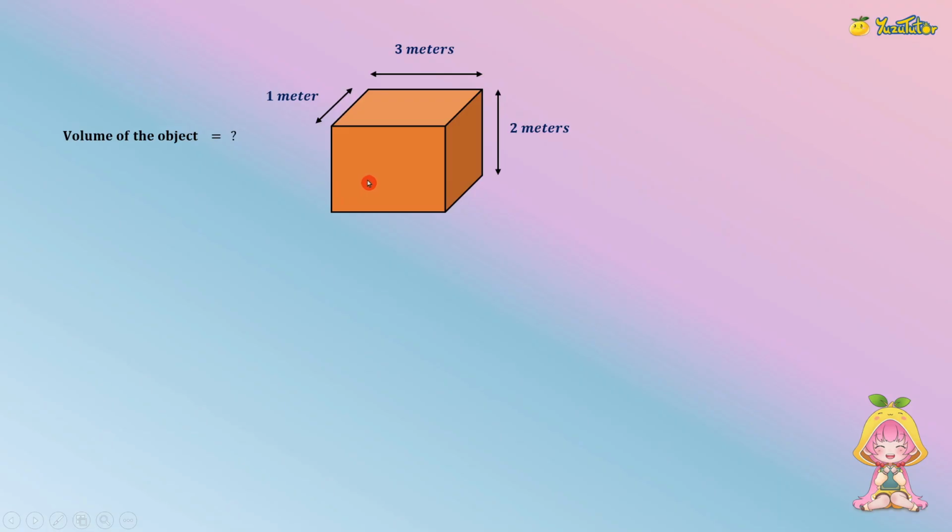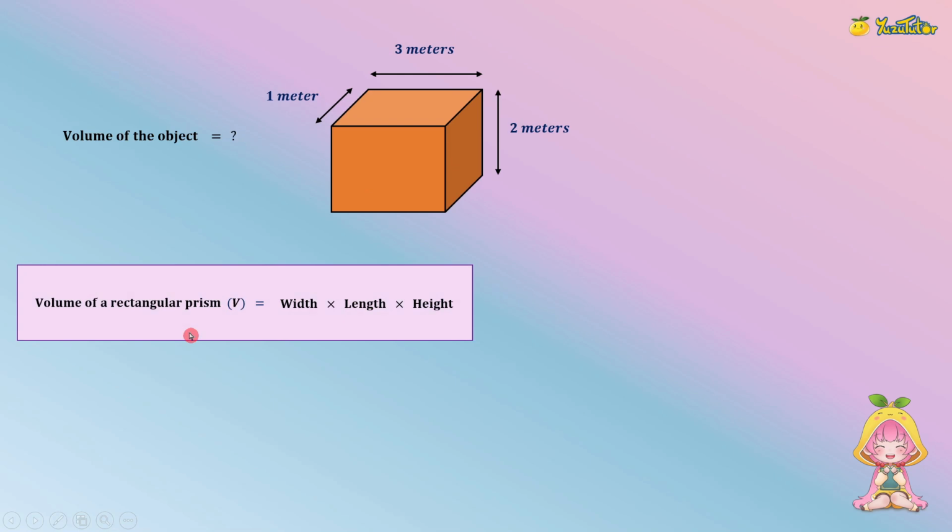Next, let's calculate the volume of this box. To find the volume, we use this formula. Volume equals width times length times height. So V equals 1 times 3 times 2, which equals 6. And since we use meters for width, length, and height, multiplying them together gives us cubic meters. So in conclusion, the SI unit of volume is cubic meters.